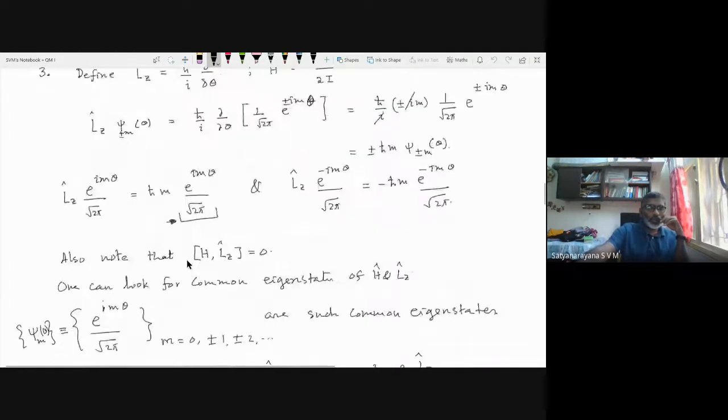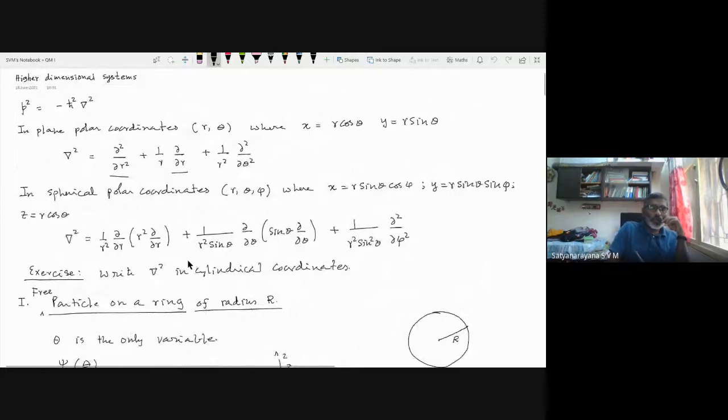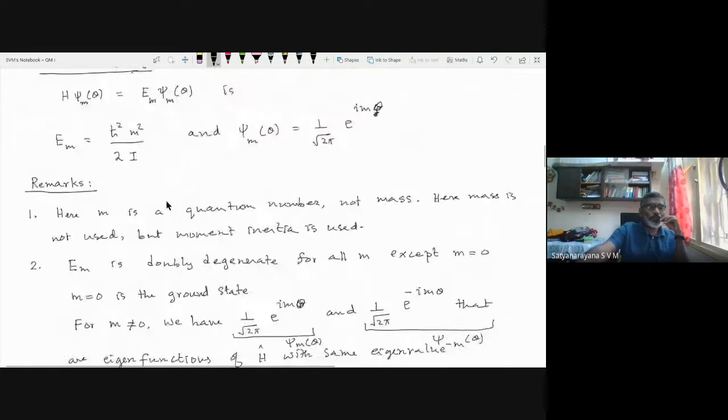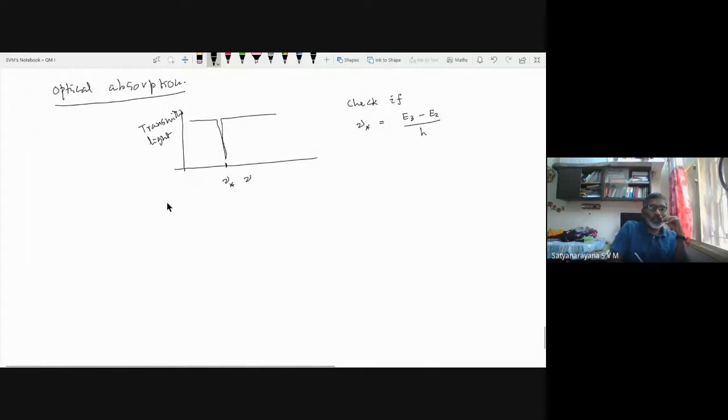So in the next problem, I have used this one. If you remember, I used this formula. Now I want to use this formula completely before I go to the rigid rotator. So now my second problem is particle on a circular disc.